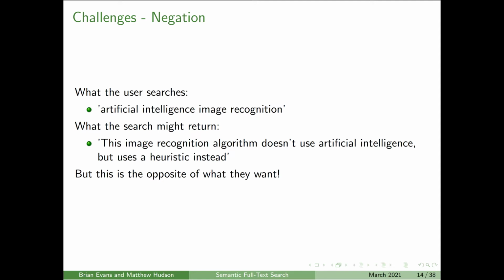Next is negation. The problem that negation represents is that a user can get the exact opposite results to what they're looking for. For example, a user searching for artificial intelligence recognition might be shown a document containing the sentence, "This image recognition algorithm doesn't use artificial intelligence, but uses a heuristic instead." This document would be returned because it contains all the query keywords. However, this is probably the opposite of what the user was searching for.